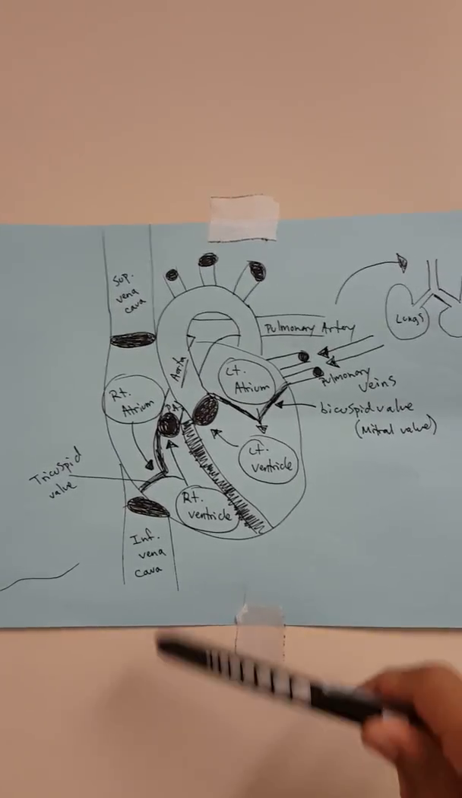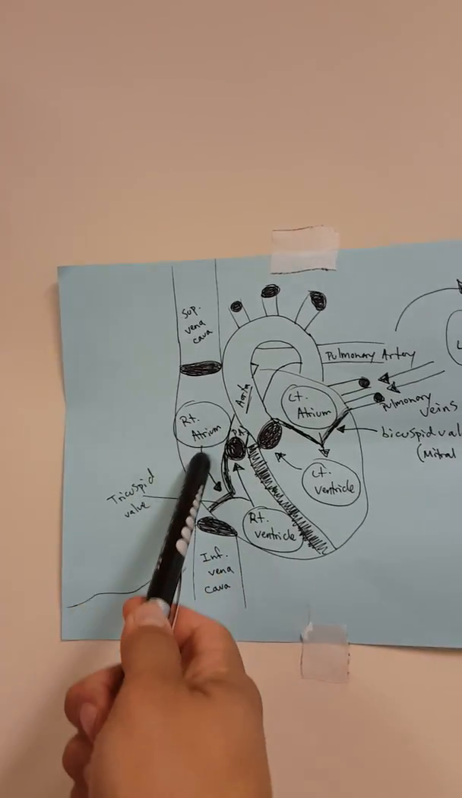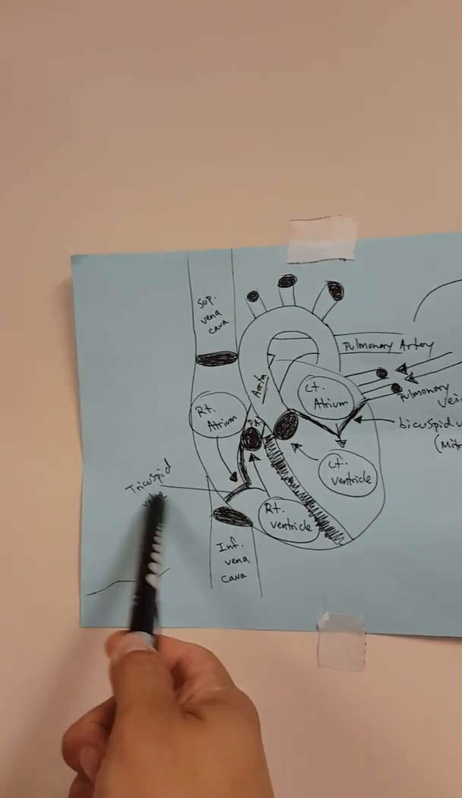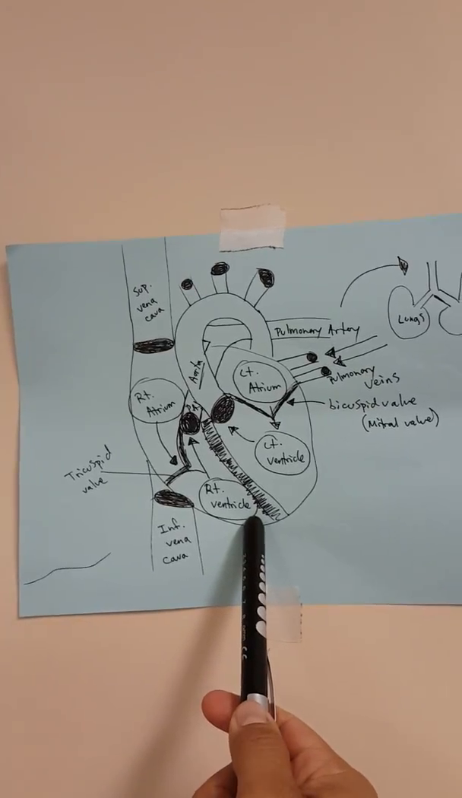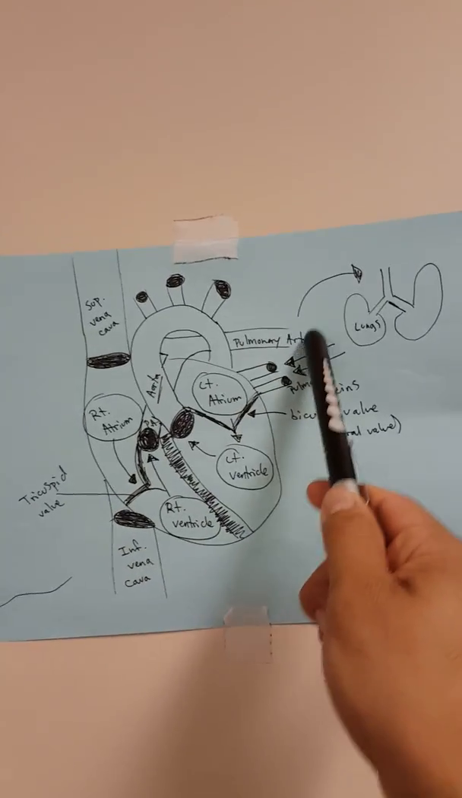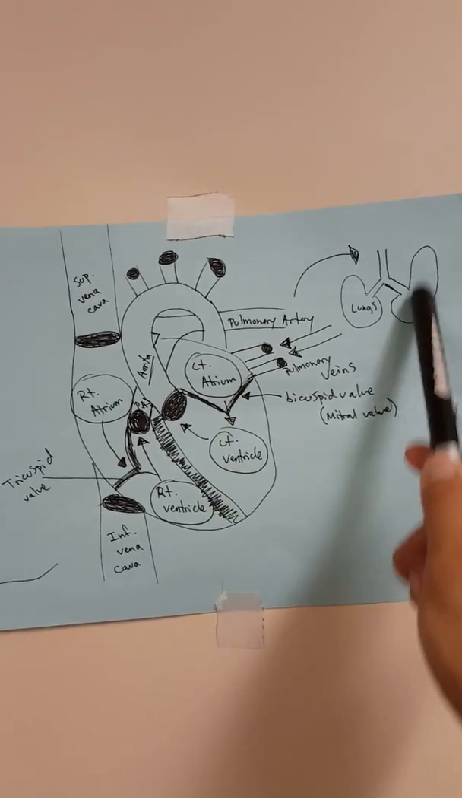Deoxygenated blood travels to the heart via the inferior and superior vena cava. It all pools here in the right atrium. When the right atrium contracts, it passes through the tricuspid valve, goes into the right ventricle. After the right ventricle contracts, it goes to the pulmonary artery, where it goes to the lungs. Pulmonary artery carries deoxygenated blood, goes to the lungs.